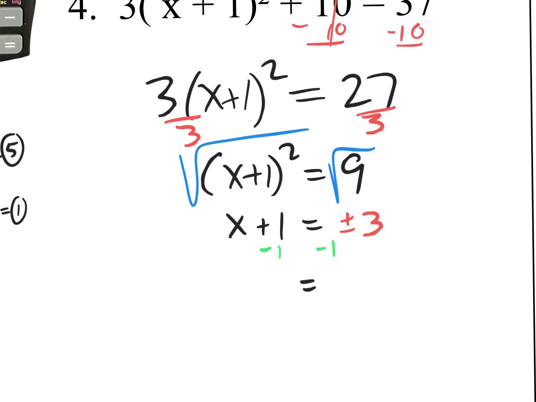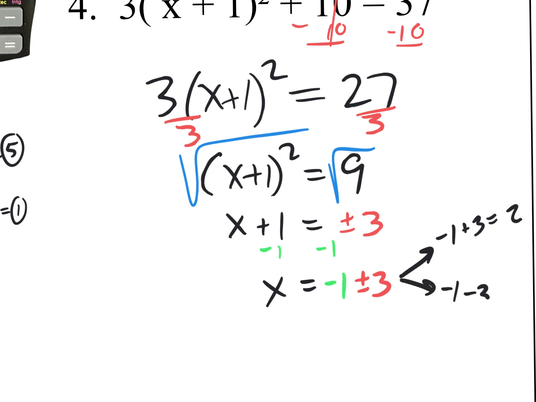What I would like you to do is rewrite it. X is all by itself. On the right side, you have the negative 1 with a plus or minus 3. And that will give you two answers. Negative 1 plus 3, that'll give you 2. And also negative 1 minus 3, that'll give you negative 4. So those are your two answers.